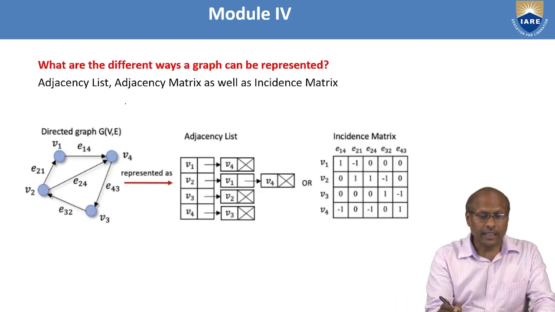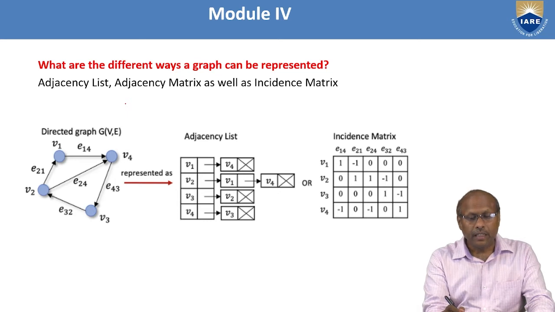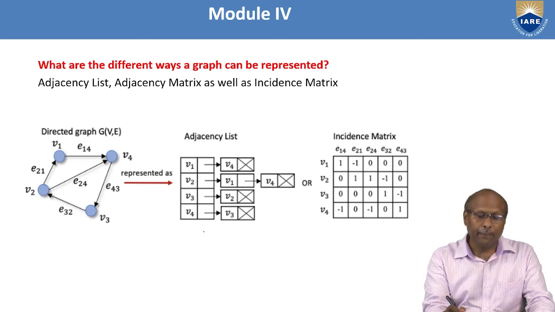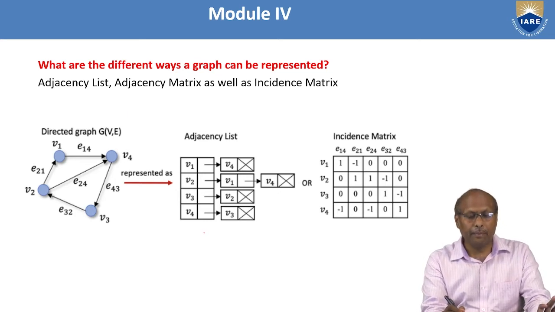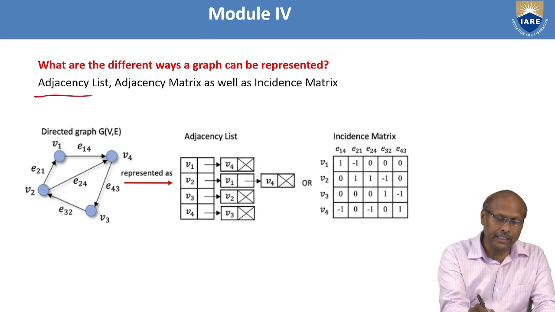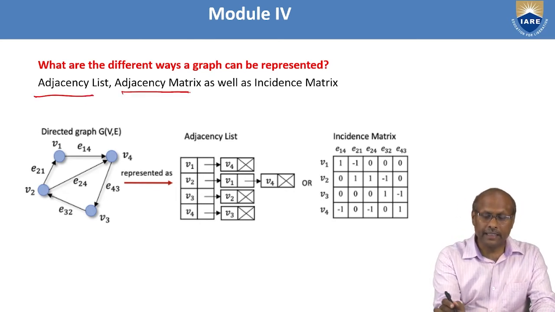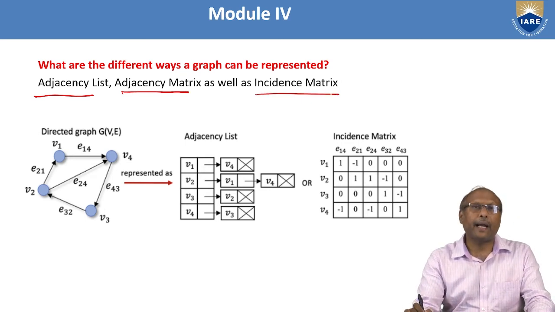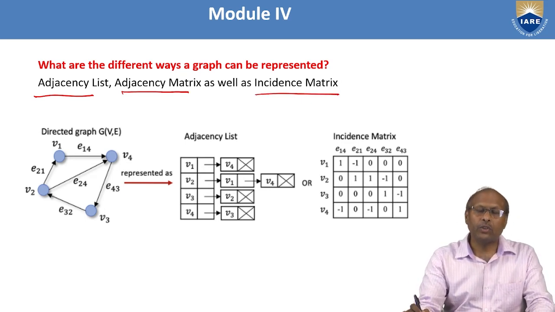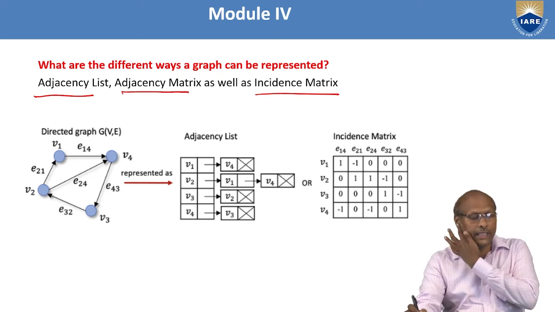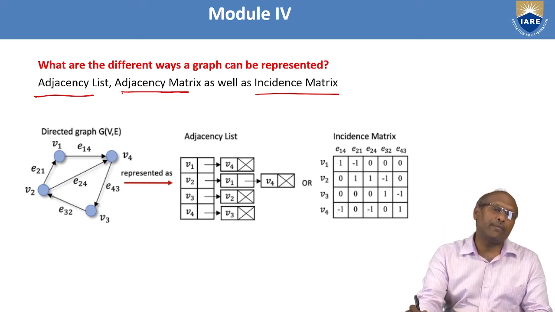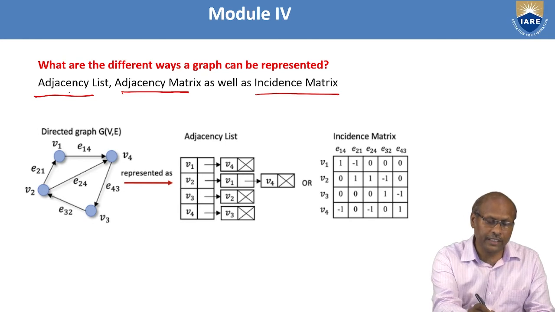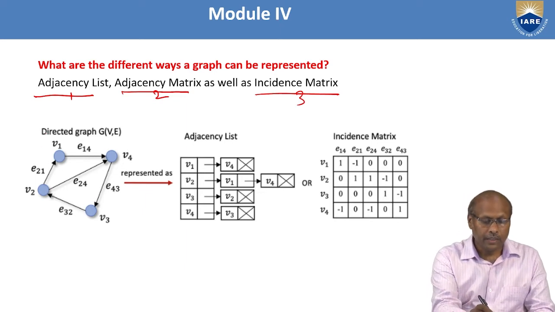Next, what are the different ways a graph can be represented? A graph can be represented generally in 3 ways. One is adjacency list, second is adjacency matrix, third one is incidence matrix. So most of the time in exam they may ask a question, what are the 3 ways that exist to represent the graph? Then you should say, first one is adjacency list, second one is adjacency matrix, third one is incidence matrix.